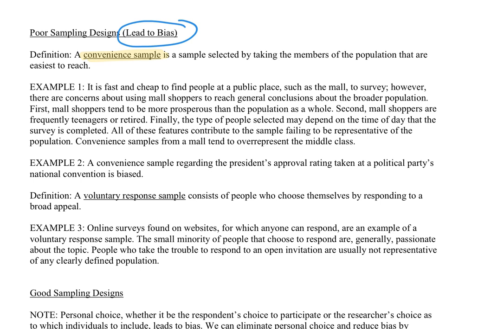A voluntary response sample consists of people who choose themselves by responding to a broad appeal. An example here: online surveys found on websites.